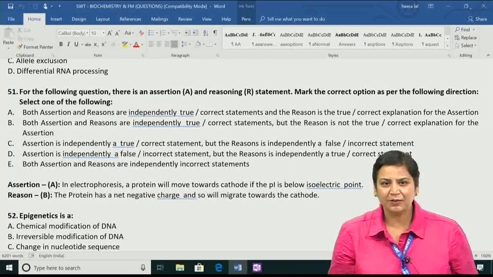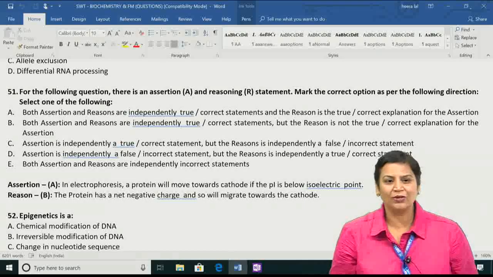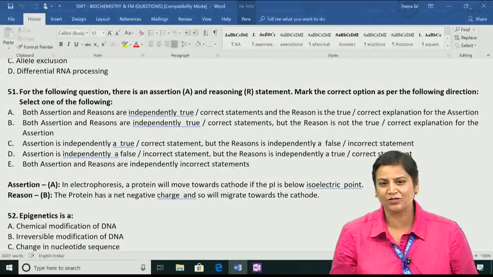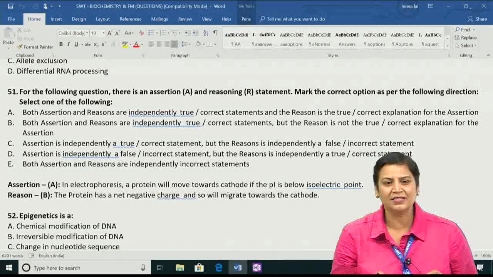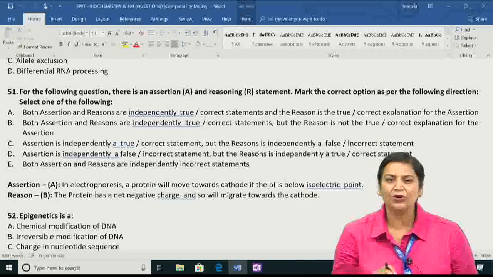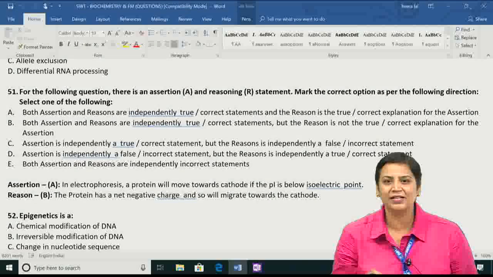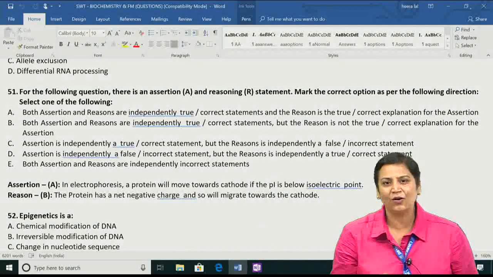Now let's see question number 51. For the following, these are assertion and reason based questions. All of you must be familiar with the change in the AIIMS pattern. This is typically a question of the new pattern of AIIMS. All of you must know that assertion and reasoning questions are based on whether the reason is explaining the assertion they have given or not.